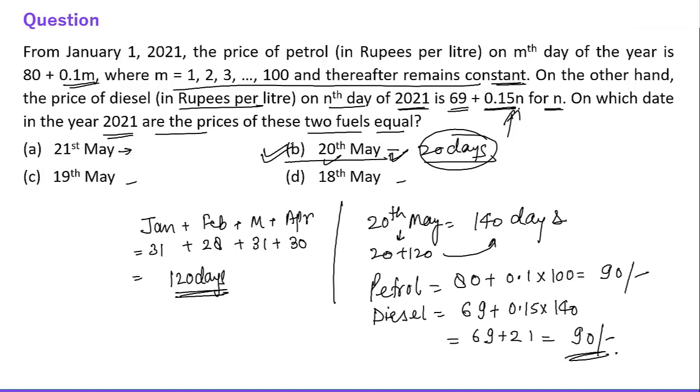Right, everyone? So this is just by chance that we have taken first option and the option got matched. But yes, always try to match with the easy options, where the calculation is easy for you. Fine, everyone? Okay. Now let's move to the other question.